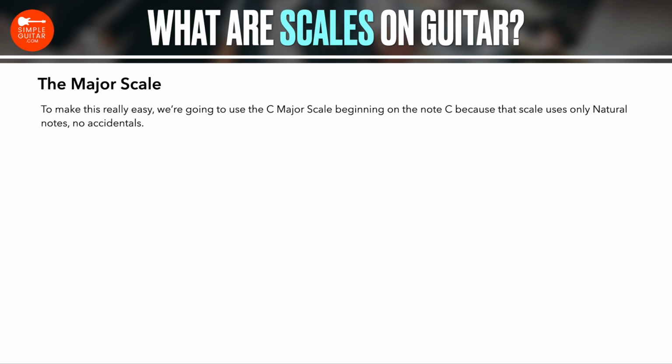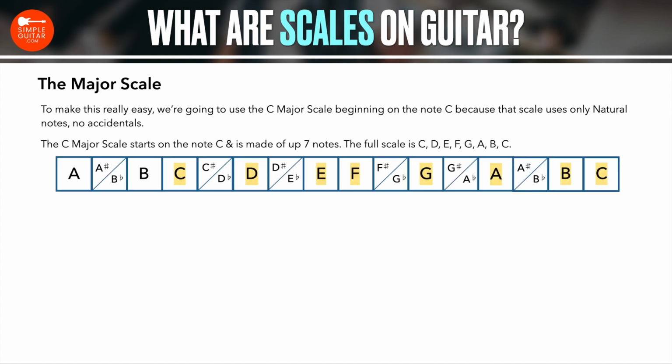So let's look at this, the major scale. To make this really easy, we're going to use the C major scale beginning on the note C, because that scale uses only natural notes. There's no accidentals. So the C major scale starts on the note C and is made up of 7 notes. The full scale is C, D, E, F, G, A, B, C.